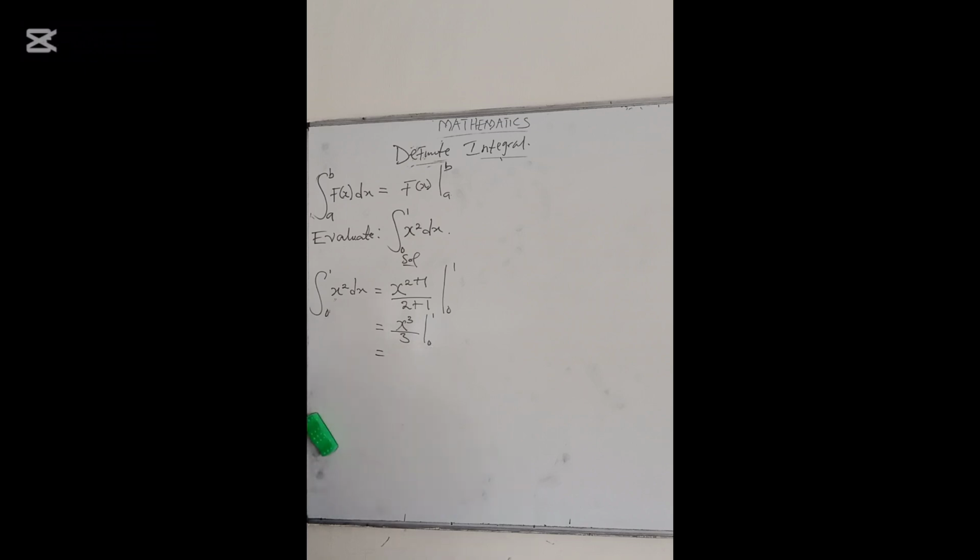But I won't take the limit of 0 because I know the whole of it is going to be 0. So I will just take the limit of the 1 alone, because 0 is nothing. So I'm going to have 1 raised to power 3 over 3, which is 1 over 3. So your answer is equal to 1 over 3. So that is your final answer.